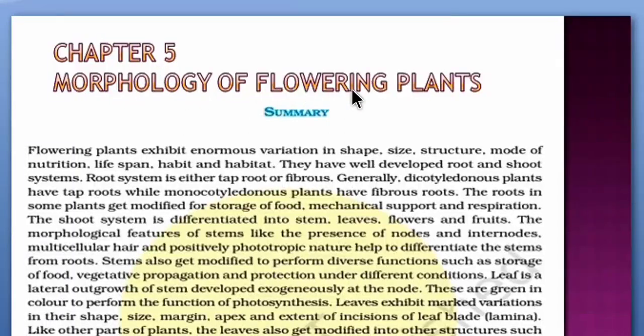Chapter 5. Morphology of flowering plants. Summary. Flowering plants exhibit enormous variation in shape, size, structure, mode of nutrition, lifespan, habit and habitat. They have well-developed root and shoot systems.